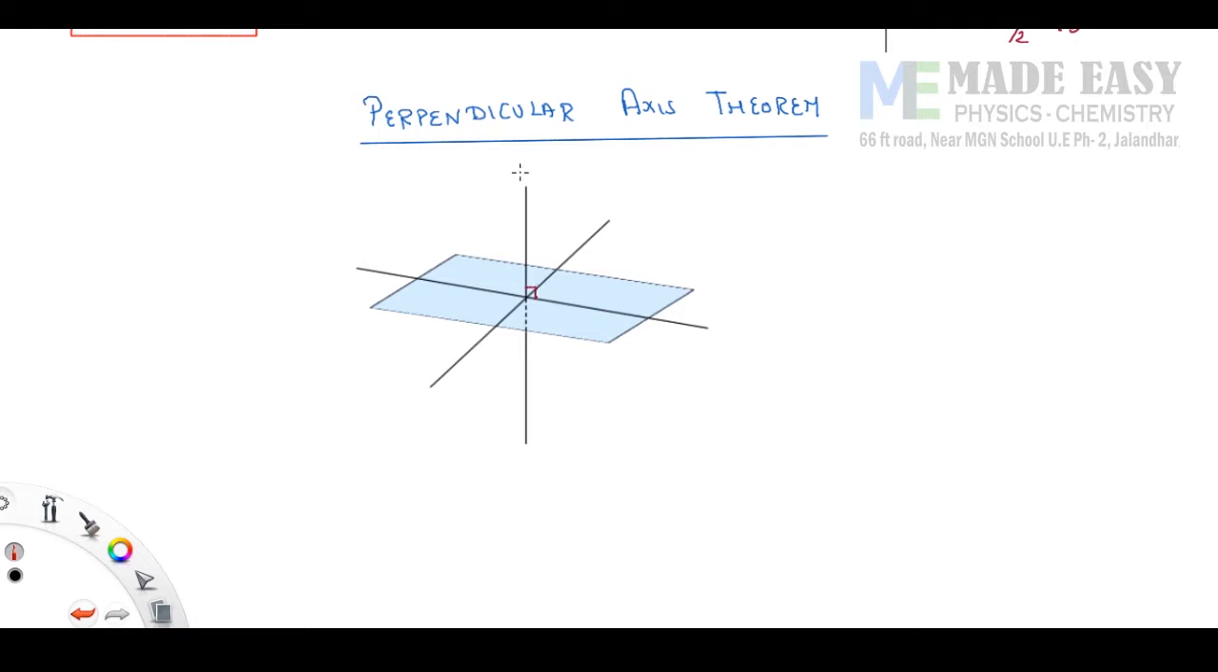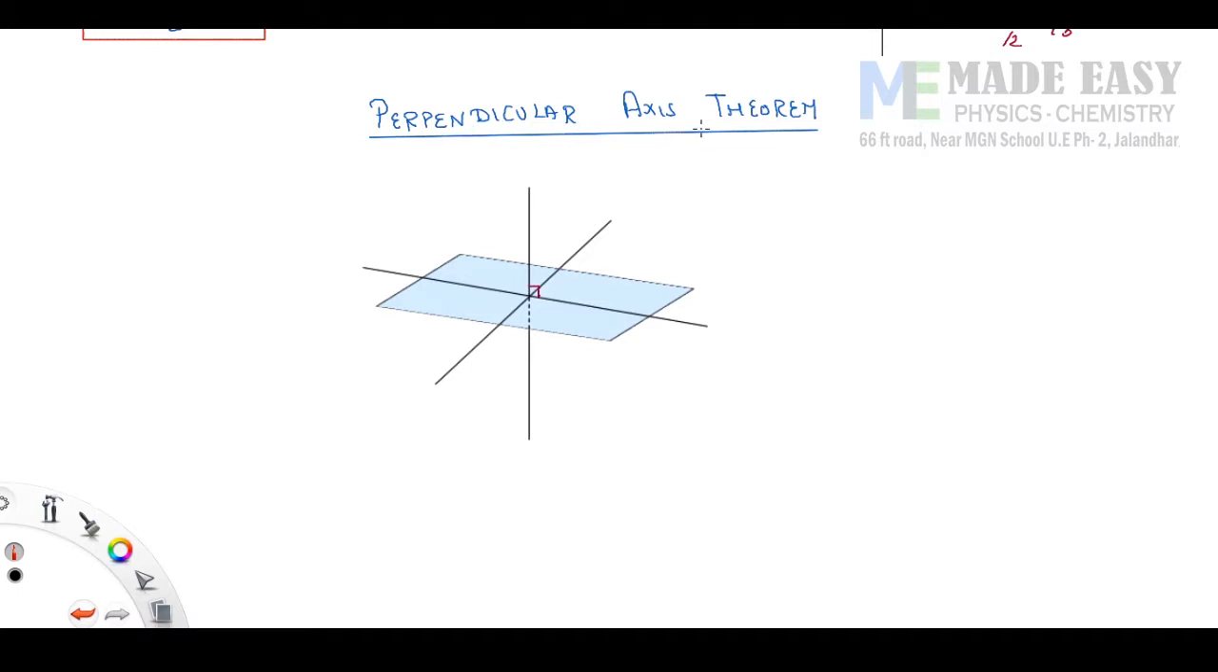To find the moment of inertia about this axis, I am going to use the perpendicular axis theorem. What is the perpendicular axis theorem? For the perpendicular axis theorem, you require three axes. All these three axes should be mutually perpendicular to each other. This axis is perpendicular to this axis, which is perpendicular to this axis, so all axes are perpendicular to each other. Since these three axes 1, 2 and 3 are mutually perpendicular, I can call them the x-axis, y-axis and z-axis. And focus: the y-axis and x-axis are in the plane of the lamina and the z-axis is perpendicular to the plane of the lamina.